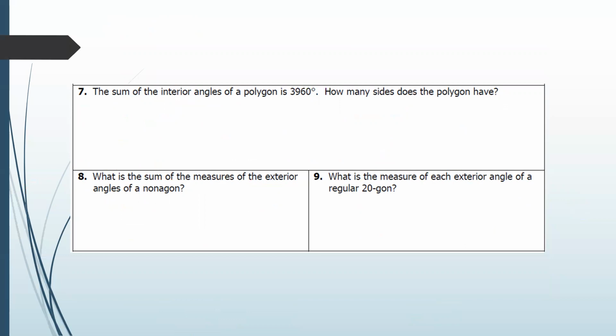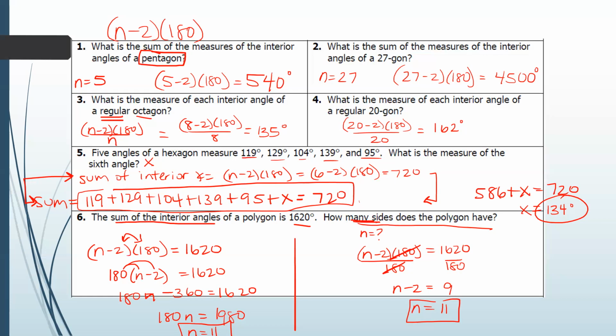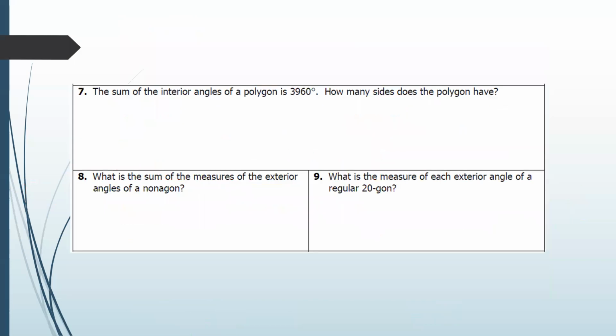You can look back at the last example that I just did here, and you can choose if you want to use distribution or if you want to divide by 180 first. The setup will be the same for either option that you choose. And then solve for n. How many sides does our polygon have here, whose sum of interior angles is 3,960? Try number 7 now.